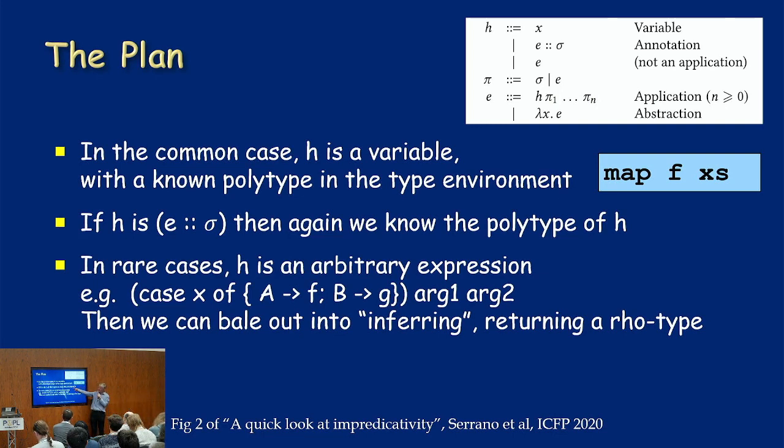This expression with sigma, it's not common to see expression : type applied to things, but it's kind of simple and uniform to put it there because, again, this expression, we know the polytype of its type, right? Namely, sigma itself. That's easy. But then we can bail out. If the h is some arbitrary other expression, say a case expression, then we could just give up and say, fine, we'll just do what we did before, but we won't get fancy polytypes out of it, we'll just get a rho. Okay?